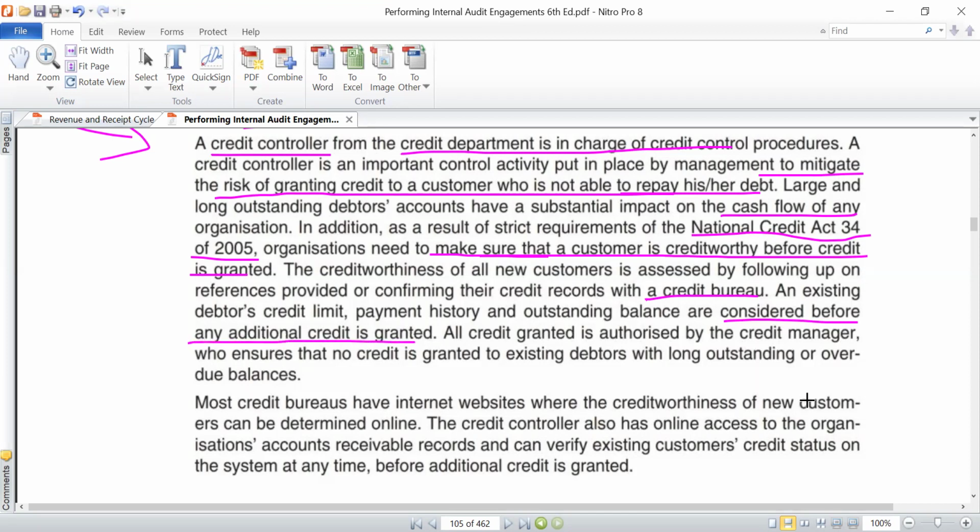It's one of the standardized things that need to take place before we can consider giving any additional credit. Notice they're saying an existing debtor's credit limit, payment history, and outstanding balance are considered. What is happening there? It's again a credit evaluation that is taking place before you can even increase a credit limit to a customer. And the person responsible for authorizing all of this, as much as you would have a credit controller, you need to have the credit manager, who ensures that no credit is granted to existing debtors with long outstanding or overdue balances. Right.